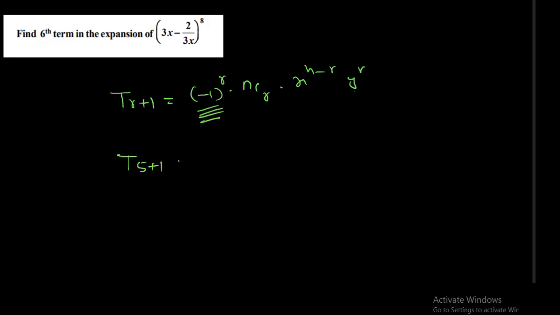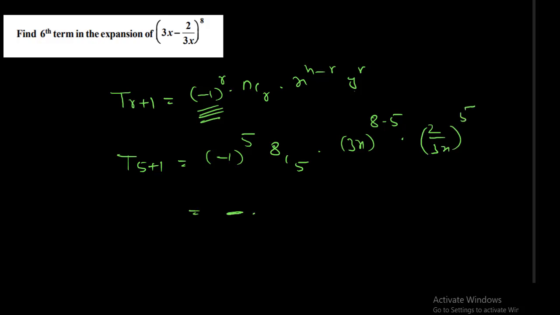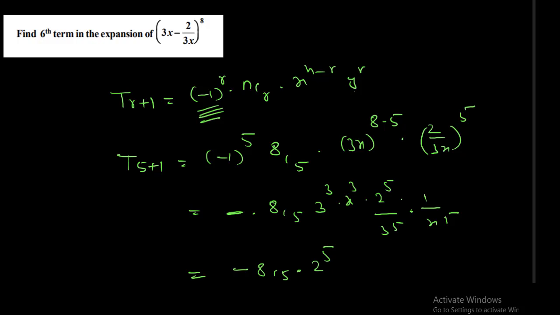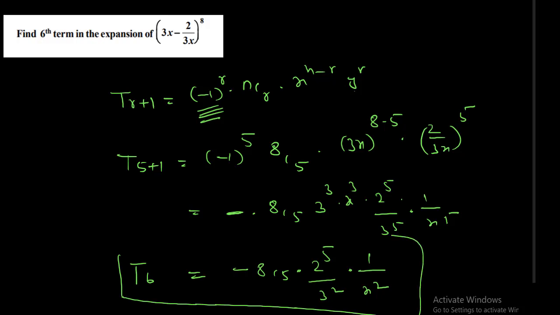So T 5 plus 1 equals minus 1 power 5 into 8C5 into x means 3x, 3x into 8 minus 5, into y means only 2 by 3x, 2 by 3x whole power r, r means 5. So this is minus, 8C5 as it is, into 3 power 3 into x power 3 into 2 power 5 by 3 power 5 into 1 by x power 5. So finally I conclude that it is minus 8C5 into 2 power 5 by 3 square, I think, into 1 by x square. So this is the sixth term of this expansion. In this way you can find it.